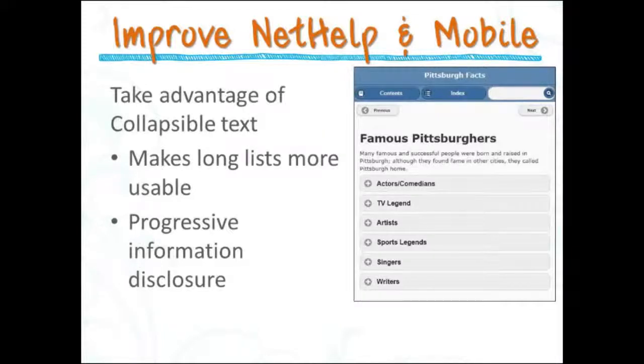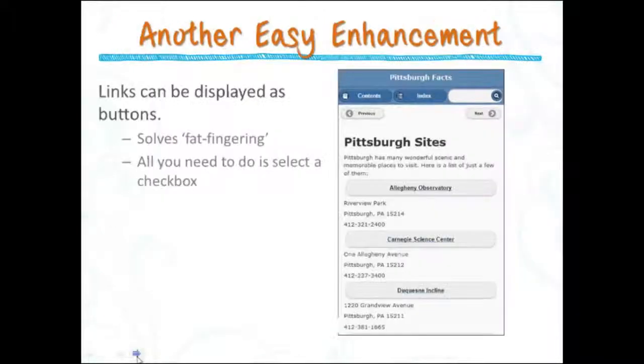That is something that you want to give people: you want people to find what they're looking for and then just progressively display the information. So that is really, really handy. And collapsible text makes this possible, so I recommend you try this out in your NetHelp and mobile outputs.